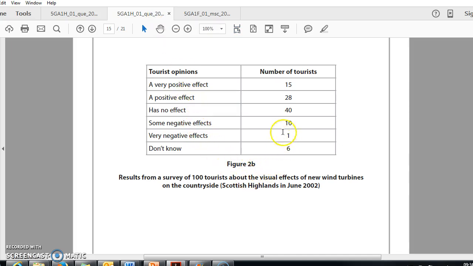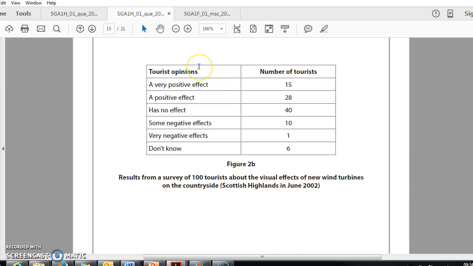Figure 2b, they talk to just tourists and they're asking for tourist opinions. 100 people in the survey, that's a reasonable number, it's not huge. And it was taken in 2002. Some obvious things, of course, kind of old, taken a while ago, maybe opinions have changed.